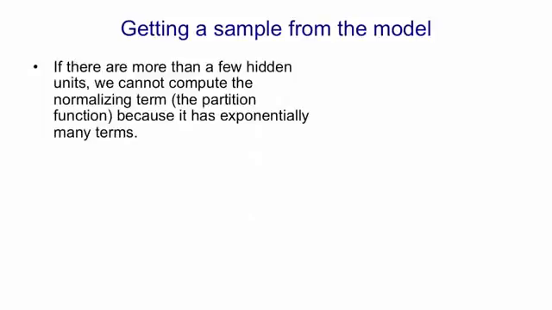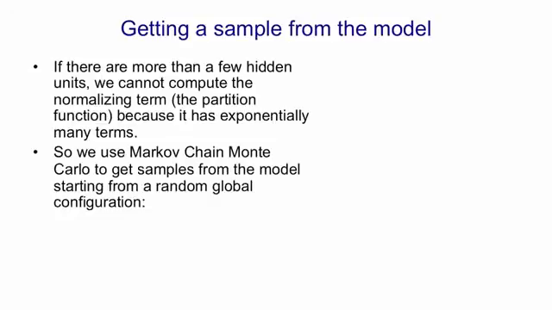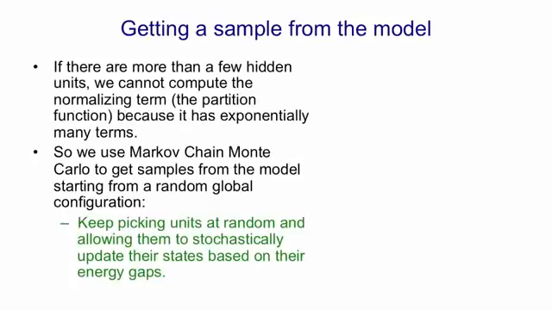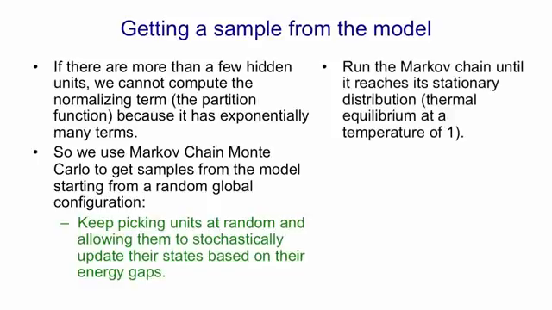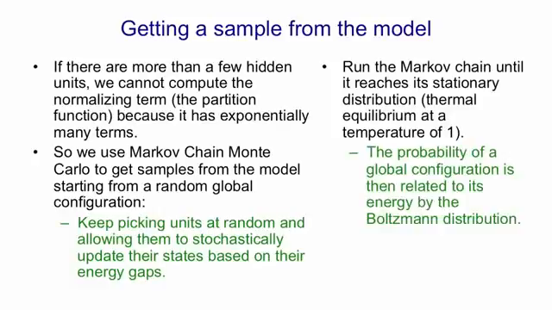Now let's ask how we get a sample from the model when the network's bigger than that. Obviously in the network we just computed, we can figure out the probability of everything because it's small. But when the network's big, we can't do these exponentially large computations. So if there's more than a few hidden units, we can't actually compute that partition function. There's too many terms in it. But we can use Markov chain Monte Carlo to get samples from the model by starting from a random global configuration and then picking units at random and updating them stochastically based on their energy gaps. Those energy gaps being determined by the states of all the other units in the network. If we keep doing that until the Markov chain reaches its stationary distribution, then we'll have a sample from the model. And the probability of that sample is related to its energy by the Boltzmann distribution. That is, the probability of the sample is proportional to e to the minus the energy.